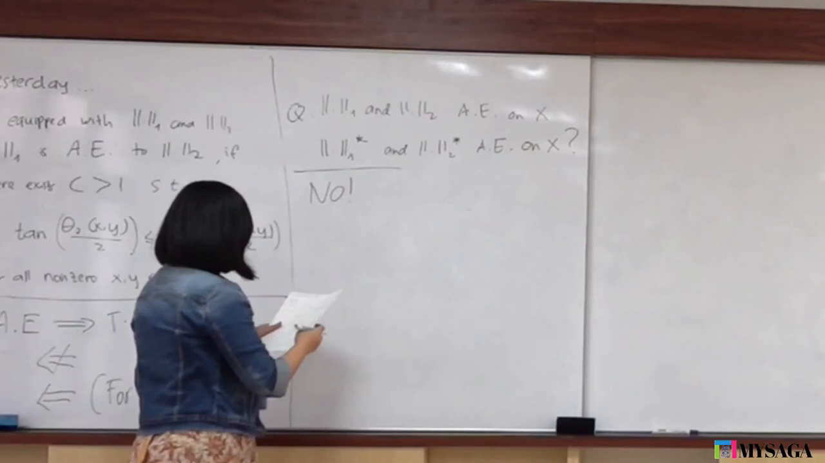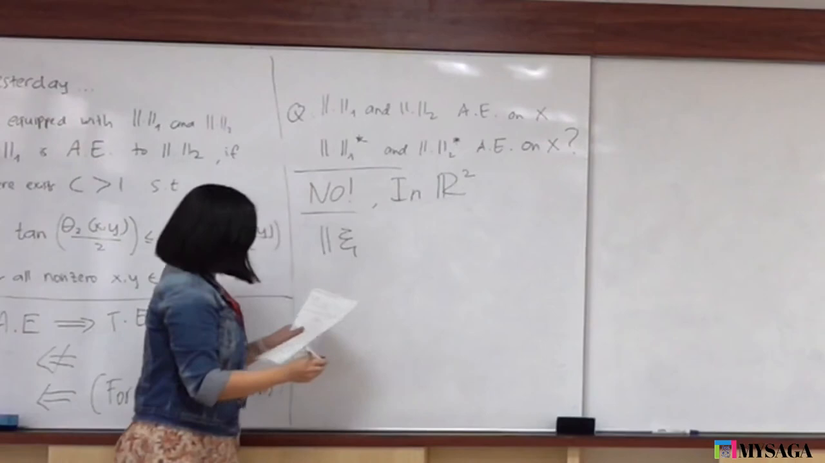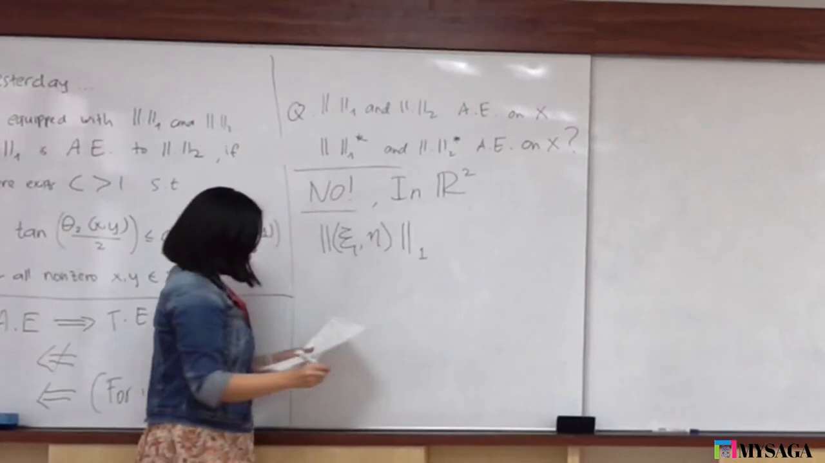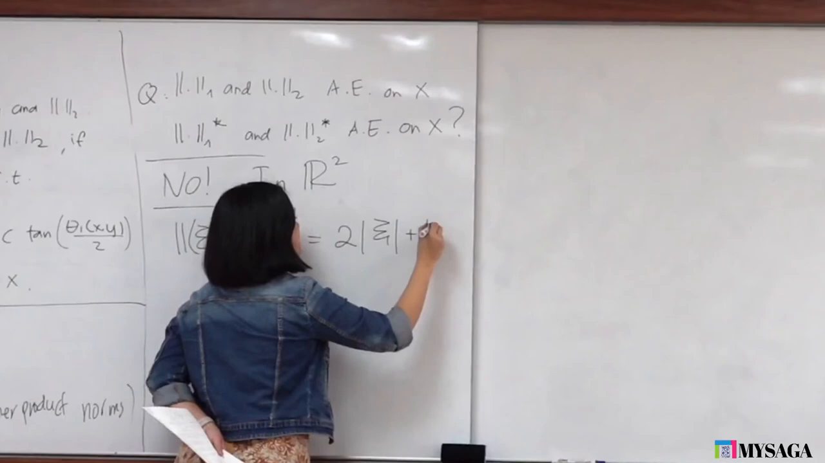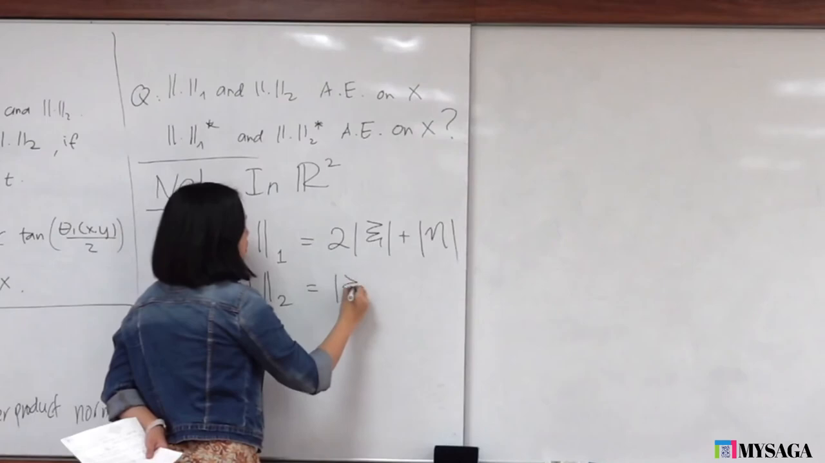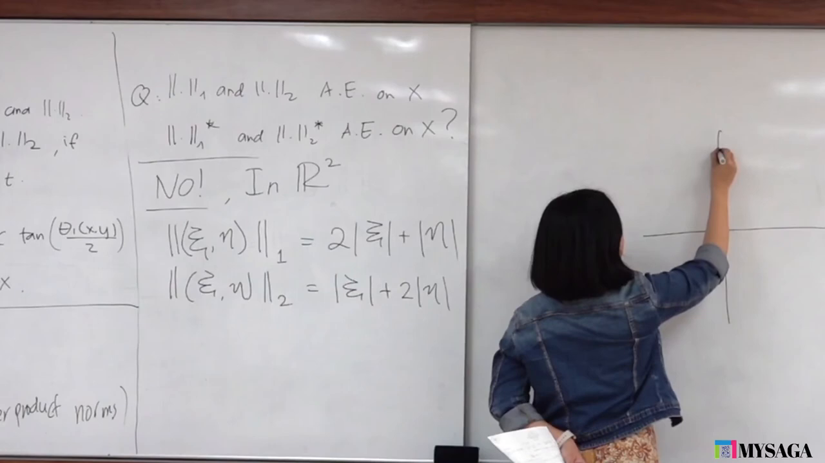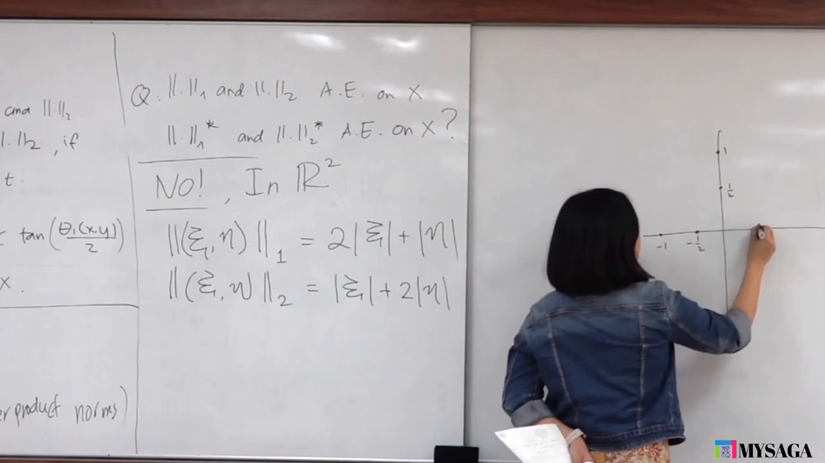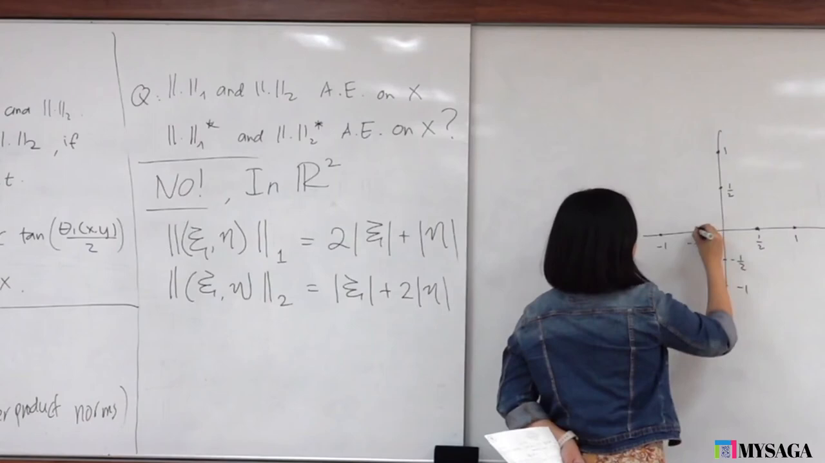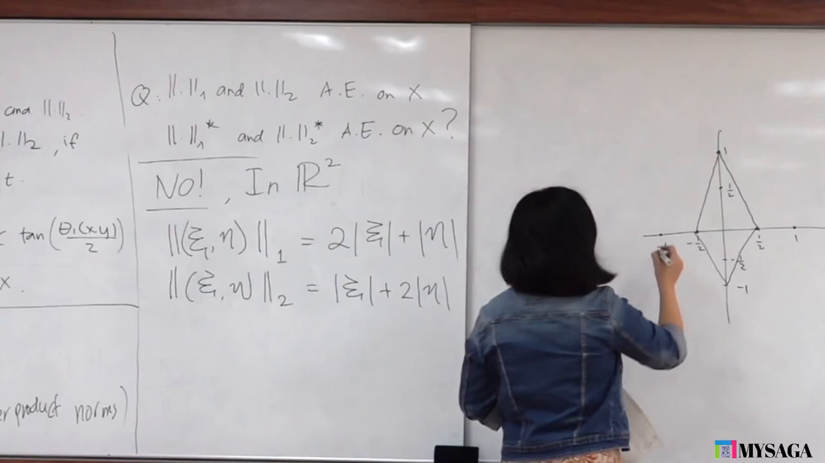Okay, so the example is as follows. I'm going to take in R2 the following norm. The first norm is 2 times the absolute value of x-coordinate psi and the absolute value of x-coordinate eta. The second one is similar, but I'm swapping the coefficients. Okay, so if you try to draw the unit circles of these two, it will look like this. One looks like this, like a little L1 norm, but the vertices you just squash this way, and the other one, let's use a different pen, is this one. Okay.